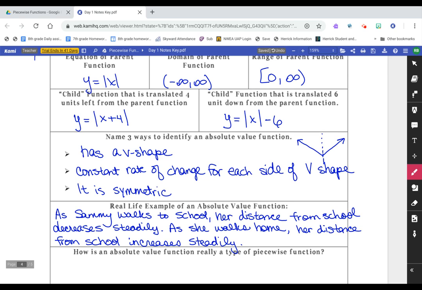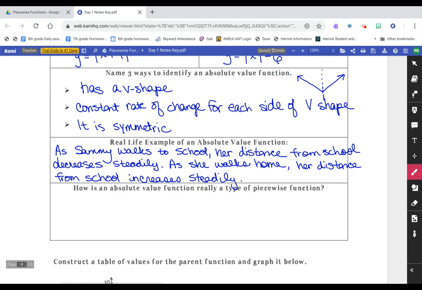A real-life example of an absolute value function could be, as Sammy walks to school, her distance from school decreases steadily. As she walks home, her distance from school increases steadily. And then it can ask, how is an absolute value function really a type of piecewise function? Well, you can say that it's made up of 2 lines that each have a restricted domain.